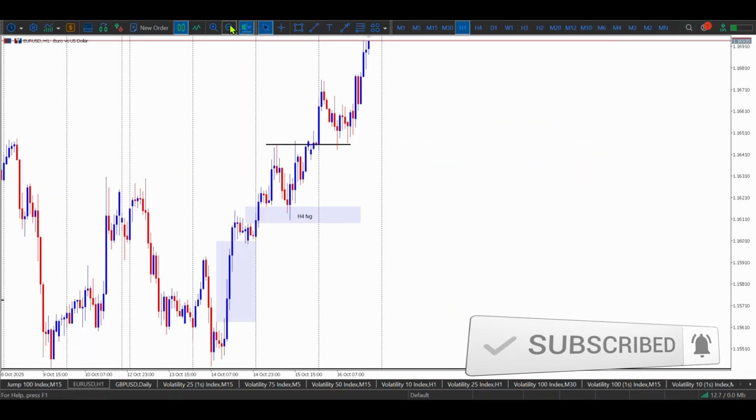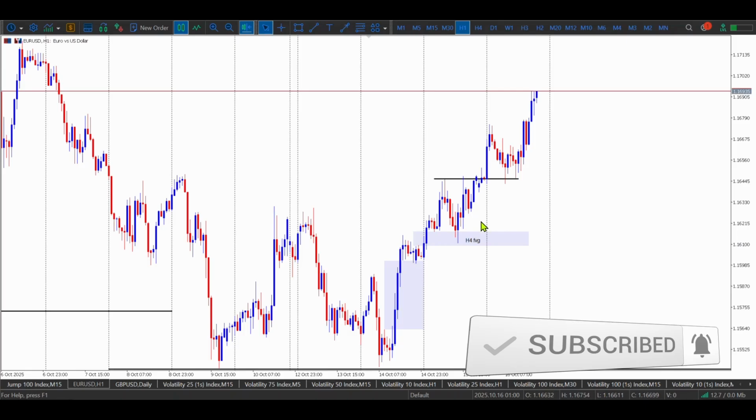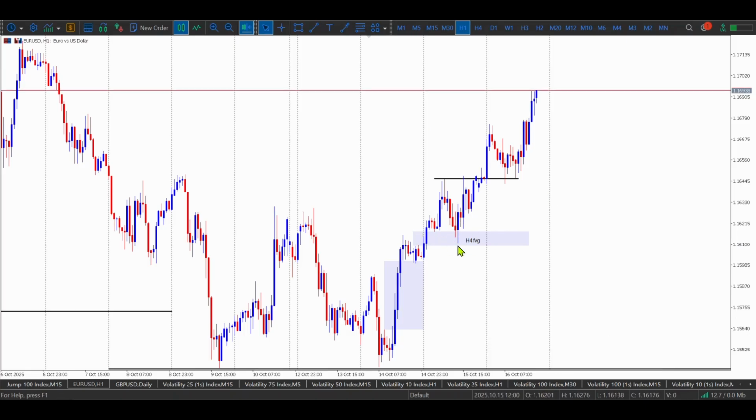Okay, so H1 time frame, there's no need to look at H1 because H4 has already given us a fair value gap that we can work with. So from H4 we can go straight to the M15 or M5 time frame.